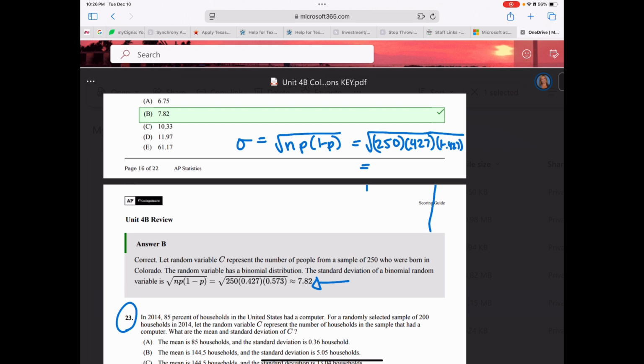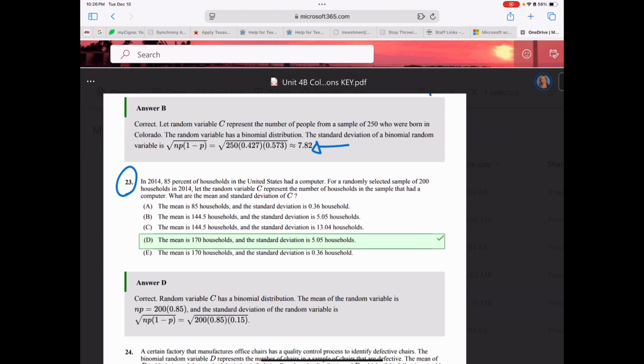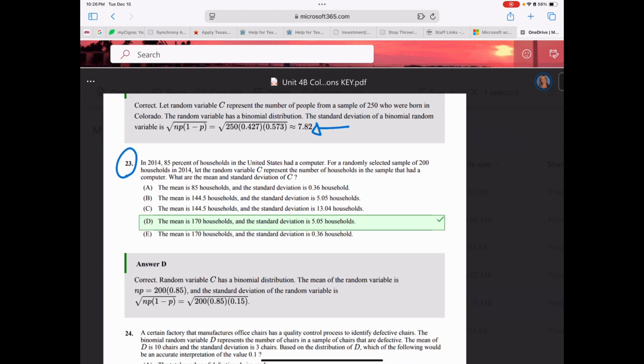All right, so that's the important thing of recognizing binomial. When it gives you a sample, that's what you want to recognize so that then you can use your formulas nicely. All right, in 2014, 85% of households in the United States had a computer.